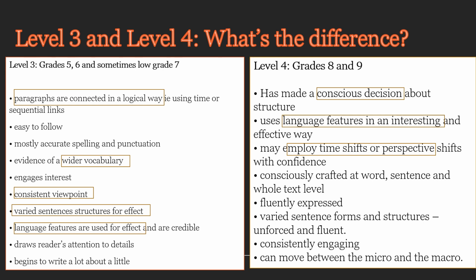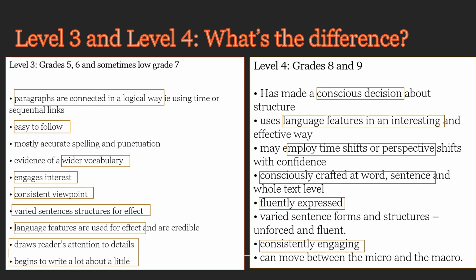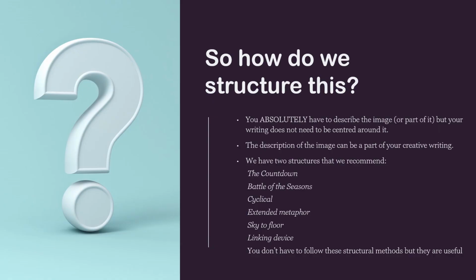they're really engaging. You're going to use wider vocabulary in level 4, but you're going to use really ambitious and consciously crafted vocabulary at level 4. For level 3, it's going to be really easy to follow. For level 4, it's going to be really fluent. Level 3, it's going to be interesting in some parts. Level 4, consistently interesting, consistently engaging. For level 3, you're going to draw the reader's attention to little things, write a lot about a little, but for level 4, you're going to move from the big things to the little things and back again.